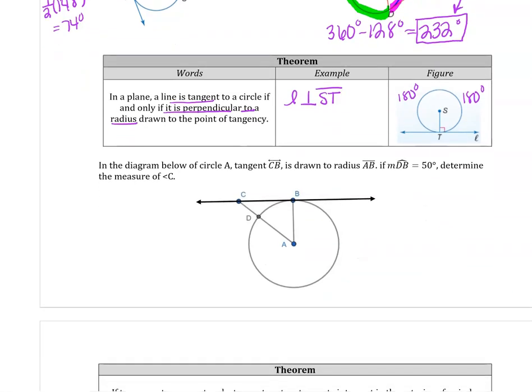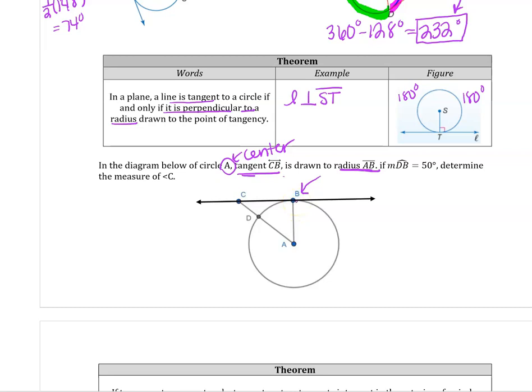All right, so we're coming on down. Here's how this applies. In the diagram below of circle A, that means they're telling you the center of the circle is A. Tangent CB, so I know it's intersecting. Here's my point of tangency at B, is drawn to radius AB. Now, we've defined it as radius AB, but truly we should know it's a radius because A is the center, and we're drawing to the outside.